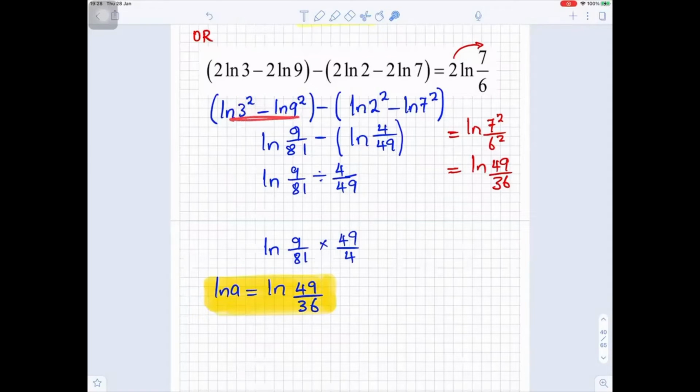And when you subtract them, you divide them, so it's 9 divided by 81. And 2 squared is 4, 7 squared is 49. When you subtract them, you divide, so it's ln 4 divided by 49. And when you subtract here, you also divide. So it's ln 9 over 81 divided by 4 over 49, which you change to a times, and you'll get the same answer. So I think this second method is easier to simplify. So you can use it instead.